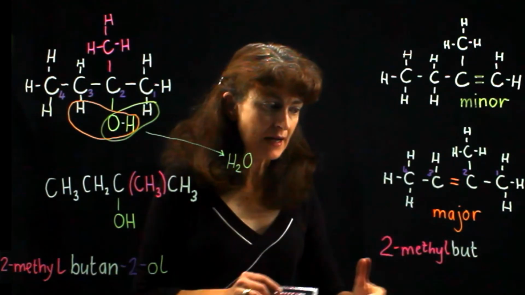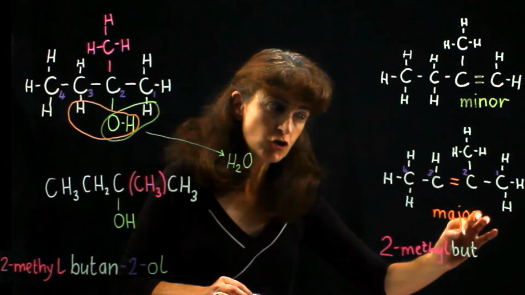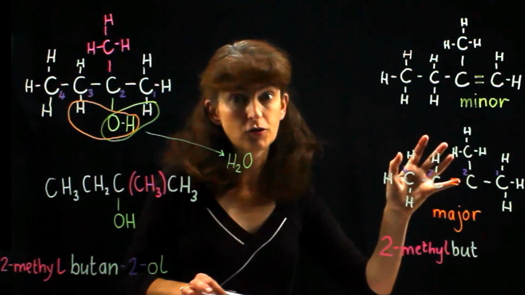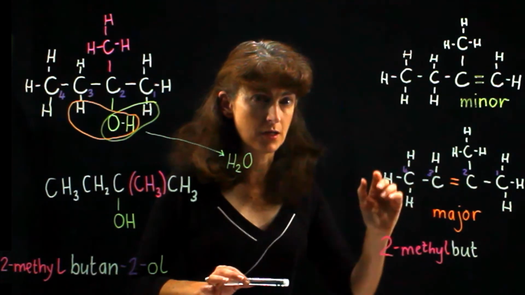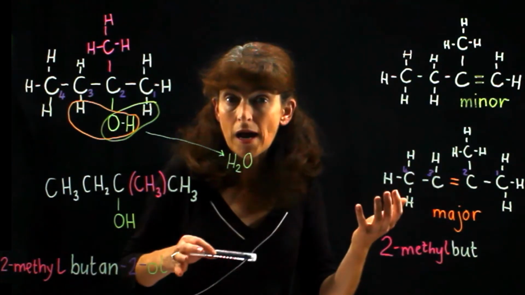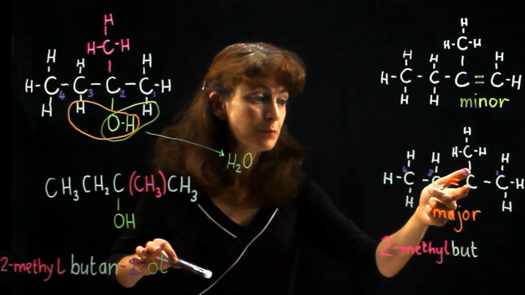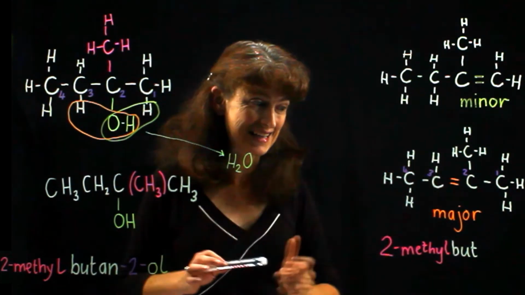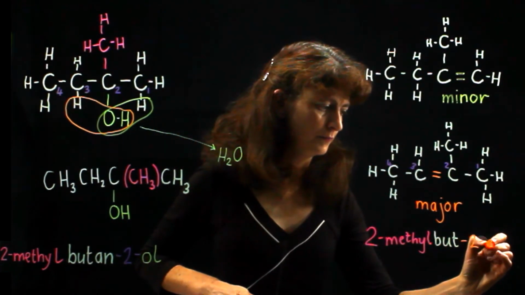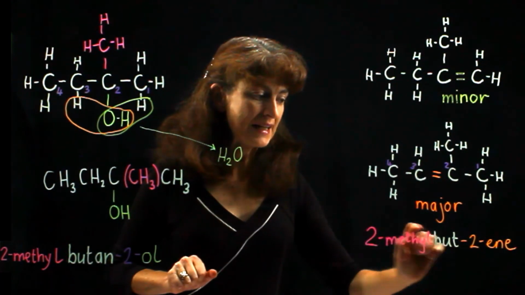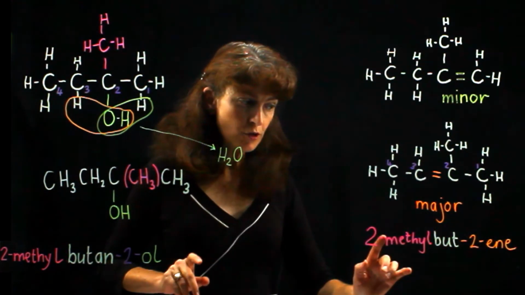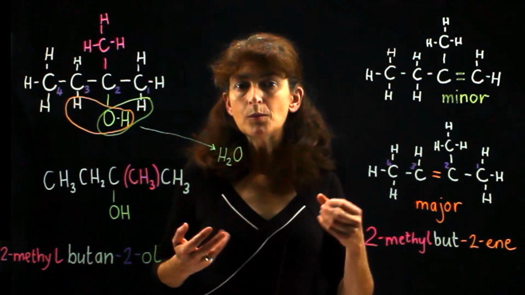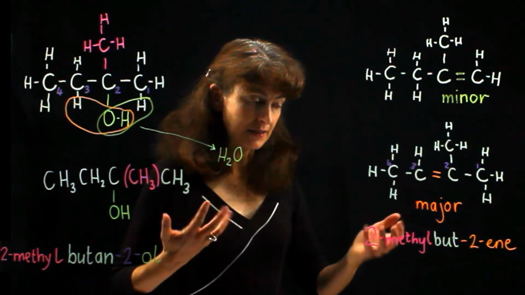But we can't just write butene. We have to insert the position of the double bond because you can see that that can differ. And certainly it does differ between the major and the minor, and we need to distinguish. So where is that alkene double bond? It's between carbon 2 and 3, so we write but-2-ene. Make very sure that you put in these hyphens. Also, it's not butan-2-ene. Just as you wouldn't say butanene, it's butene. So it's 2-methylbut-2-ene.